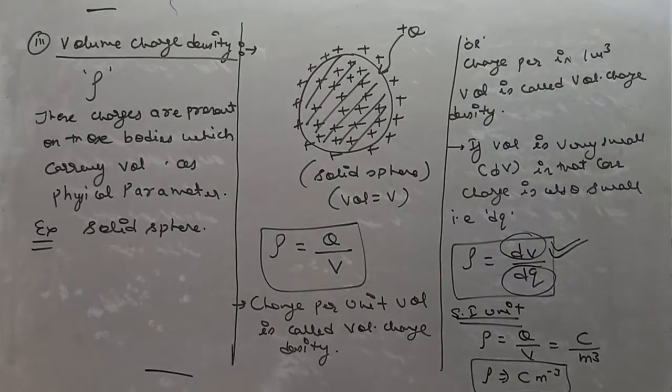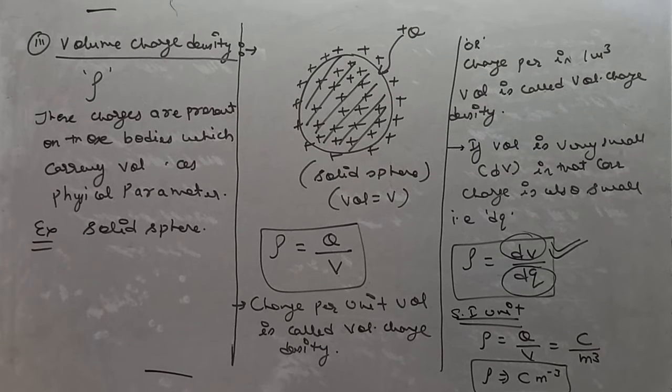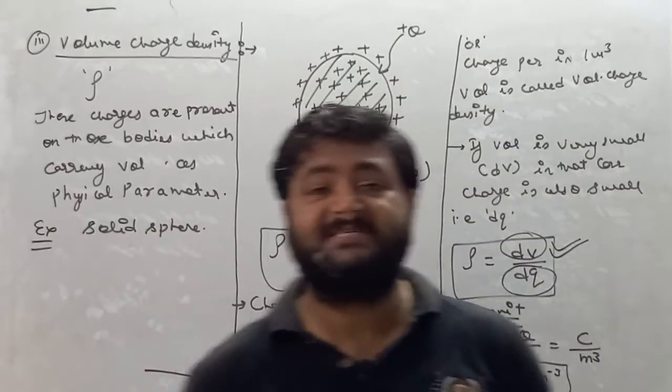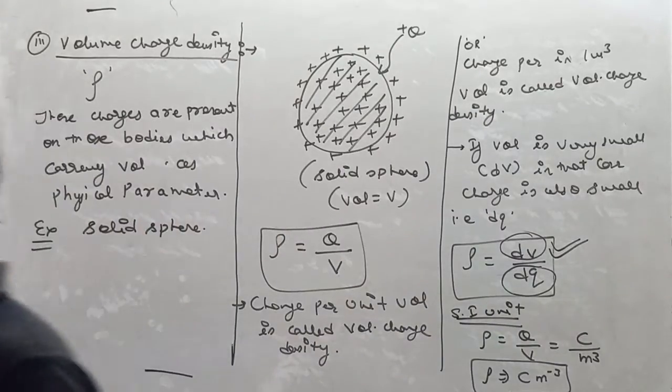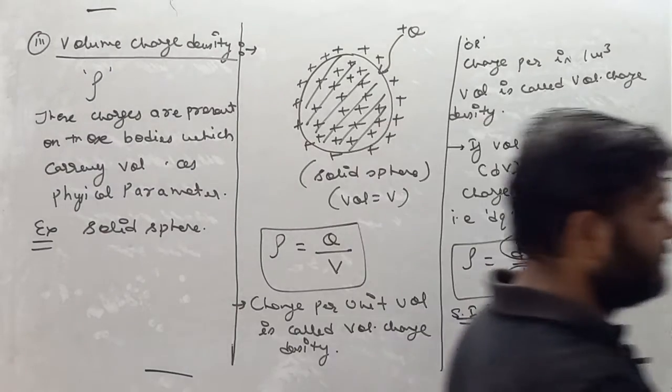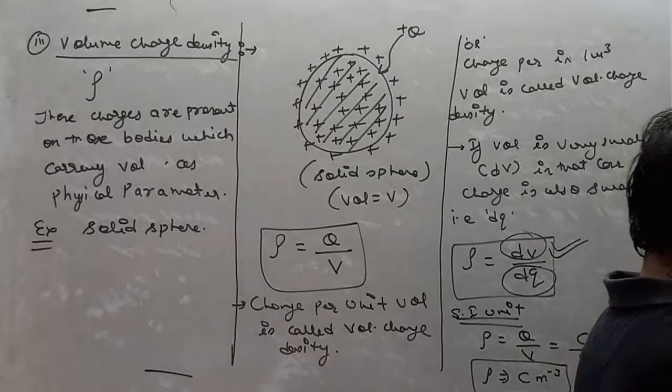I hope you all understand what basically extended charges are. There are three types of extended charge. First is your volume charge density, second is your surface charge density, and third is your linear charge density. These charges are present on continuous bodies. Remember, these charges are present on continuous bodies. You have to remember this thing. I hope you all understand this.